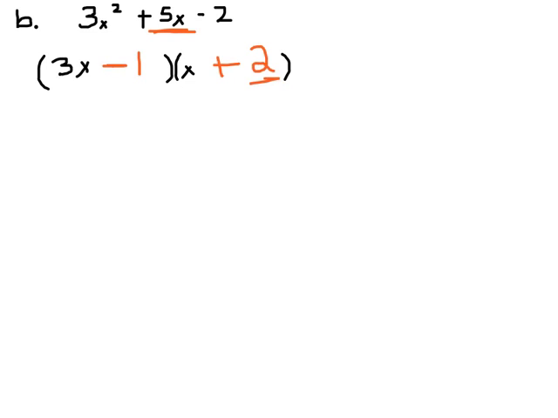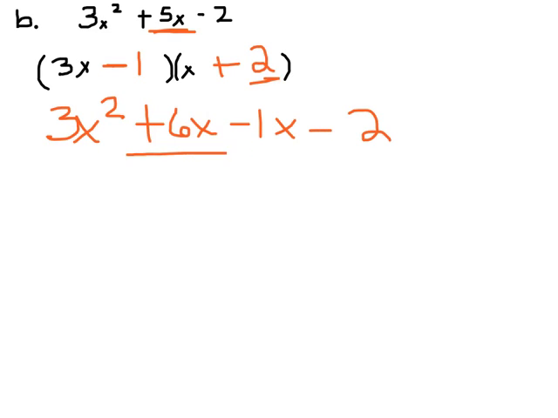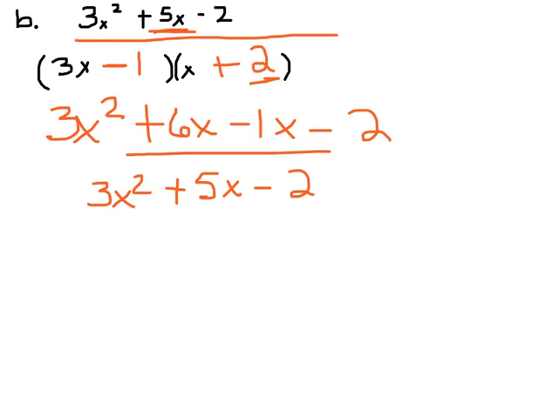Alright, so 3x times x is 3x squared. 3x times 2 is plus 6x. Negative 1 times x is minus 1x. And negative 1 times 2 is minus 2. Add the two middle terms. 3x squared plus 5x minus 2. So this would be the correct answer for that problem.